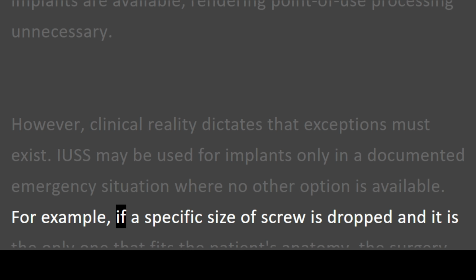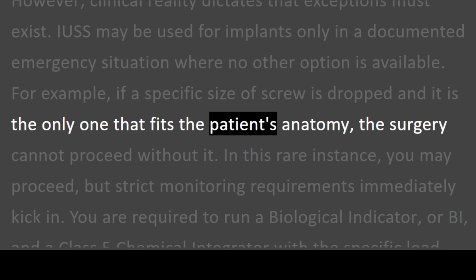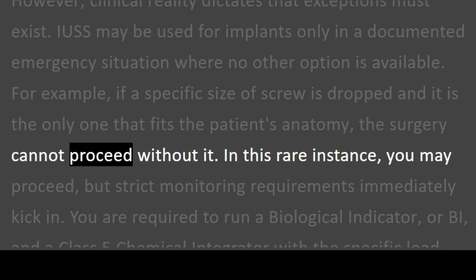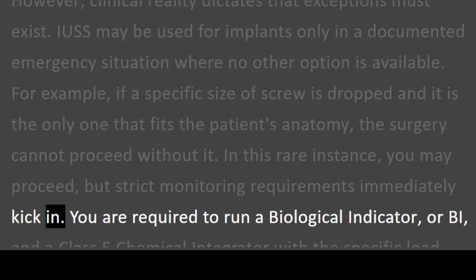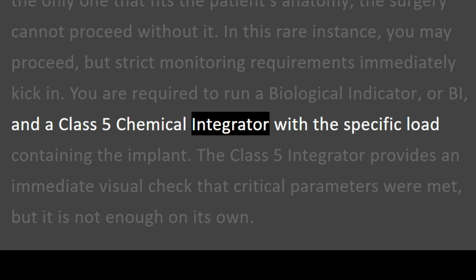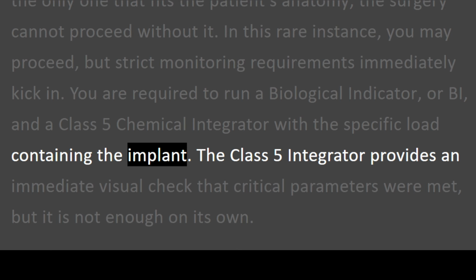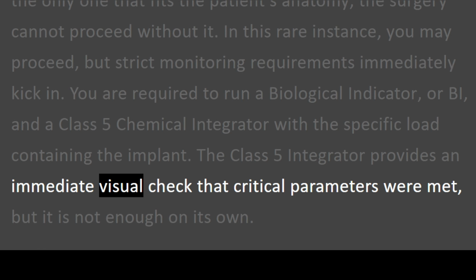For example, if a specific size of screw is dropped and it is the only one that fits the patient's anatomy, the surgery cannot proceed without it. In this rare instance, you may proceed, but strict monitoring requirements immediately kick in. You are required to run a biological indicator, or BI, and a Class 5 chemical integrator with a specific load containing the implant. The Class 5 integrator provides an immediate visual check that critical parameters were met, but it is not enough on its own.